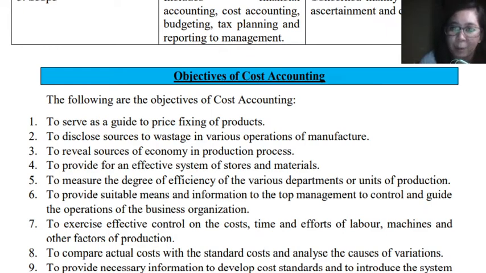Okay, number 7, cost accounting also, its objective is to exercise effective control, of course, of costs, time and effort of labor, machine, and other factors of production. So here, what are non-adding value should be eliminated?